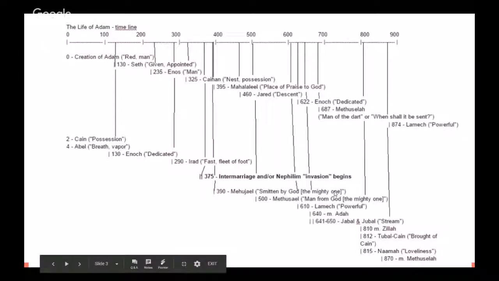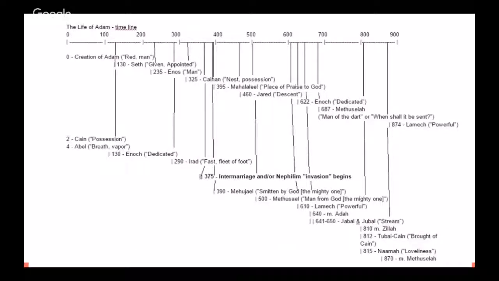And note, we are going to be jumping around a lot. We're going to be jumping back and forth between Genesis 4 and 5 because we're not doing this in the biblical order. We're going to do this based on the order of when these people were born.